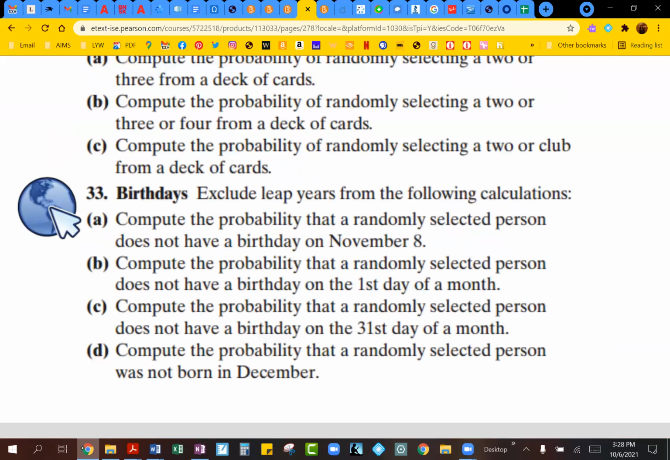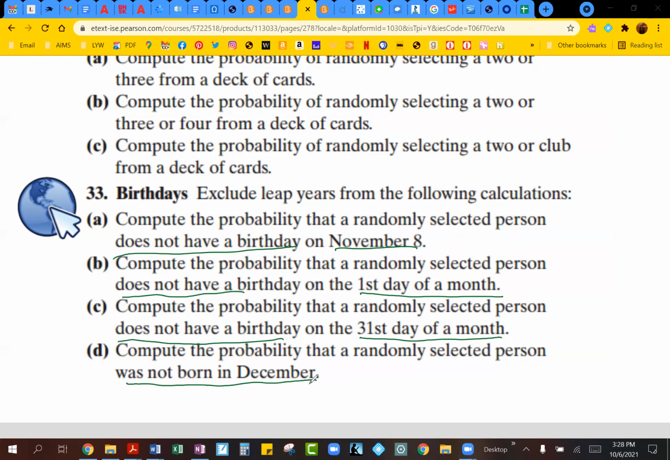Part B is saying compute the probability that a randomly selected person does not have a birthday on the first day of the month. So you would subtract 12 from 365. Which will give us 353. 353. Okay.